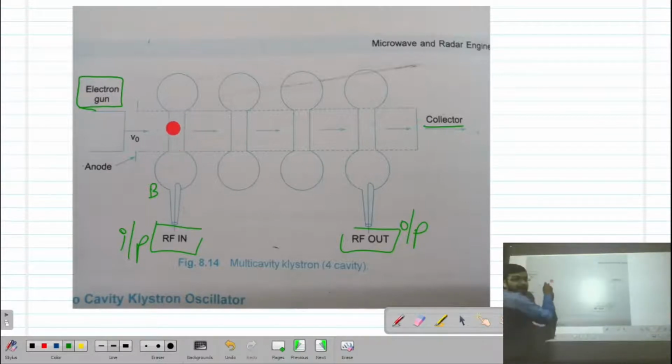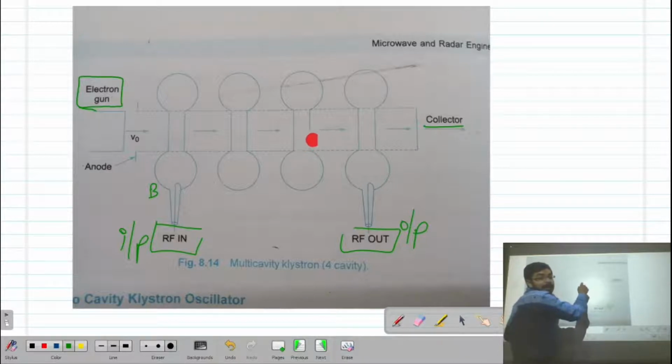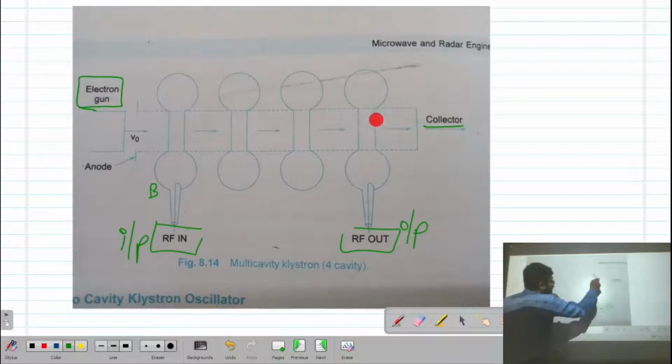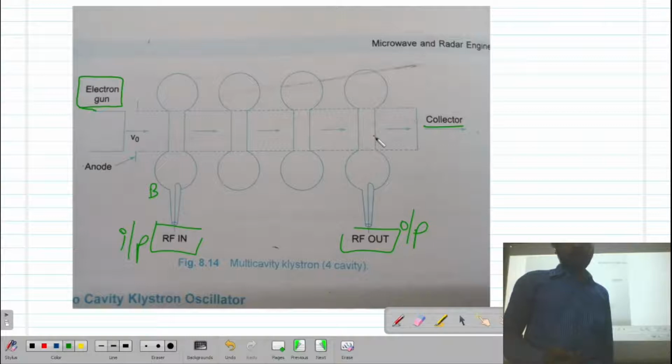The signal given over here will be amplified in this cavity. That amplified signal will be further amplified in the third cavity, and that double amplified signal will act as the input to the fourth cavity, where it will be amplified again. So it will have 3 times amplification: first over here, second over here, and third over here. So this is all about the multi-cavity klystron.